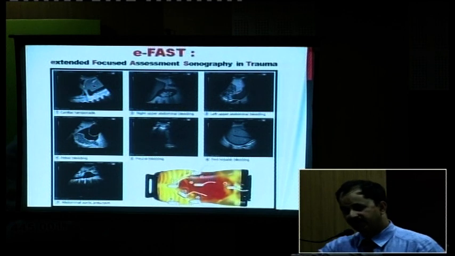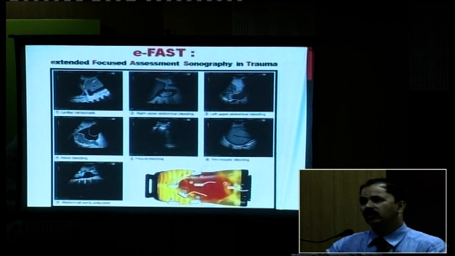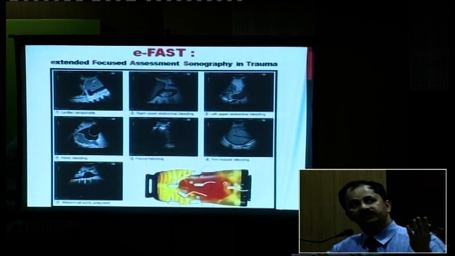Then E-FAST, that is now called, instead of FAST, pulmonary ultrasound is also included into this. So that is actually an extended focused assessment sonography in trauma patient. That is how you put the probe.